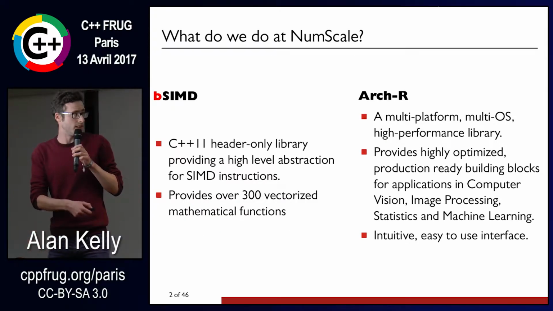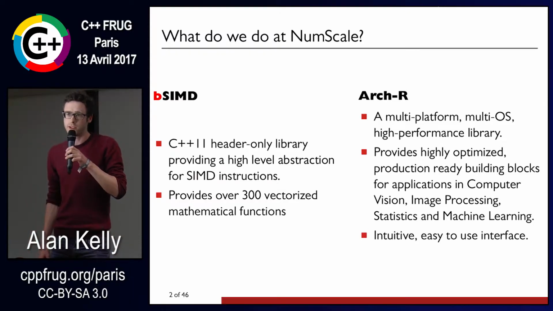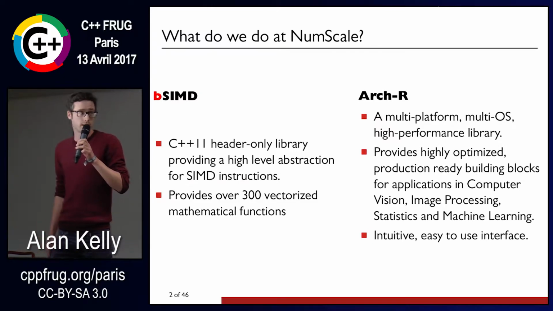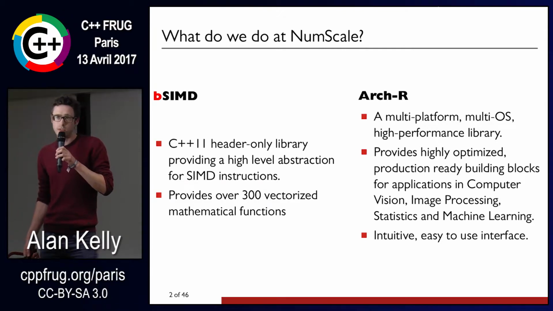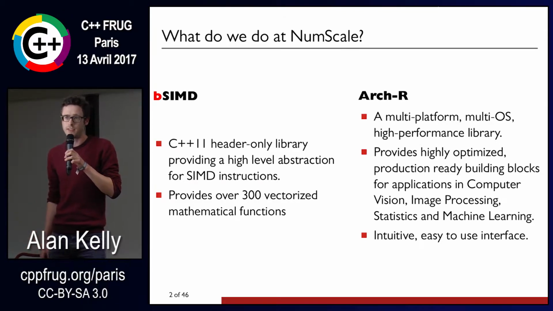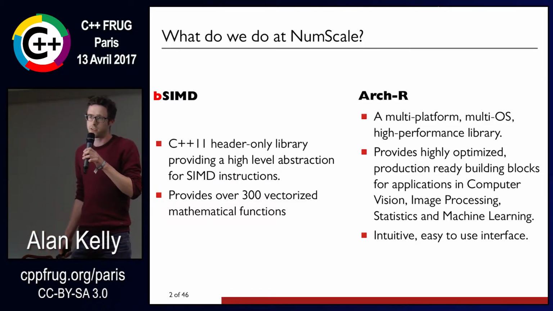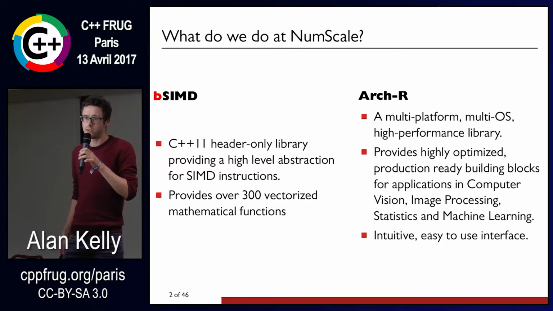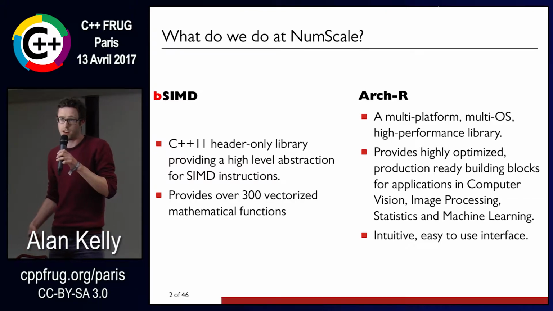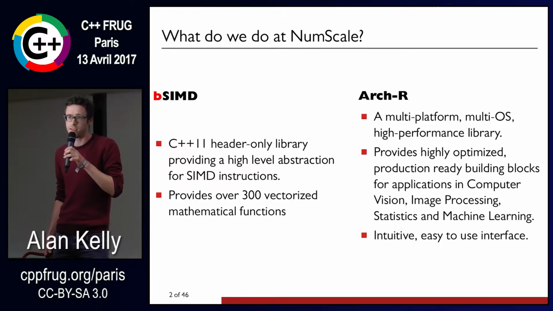We've developed bSIMD. Joël has spoken once or twice at the FRUG about the nuts and bolts of bSIMD, so I'm not going to go too much into that tonight. I'll just explain quickly that it's a C++ header-only library which provides a high-level abstraction for SIMD instructions. If you don't know what SIMD instructions are, don't worry, I'm going to explain in detail over the next few slides what they are and why they're so important. So also bSIMD provides about 300 vectorized map functions which replace those provided by the standard libraries such as std-cos or exp. But these versions are much quicker and in many cases much more precise over a wider range of elements.